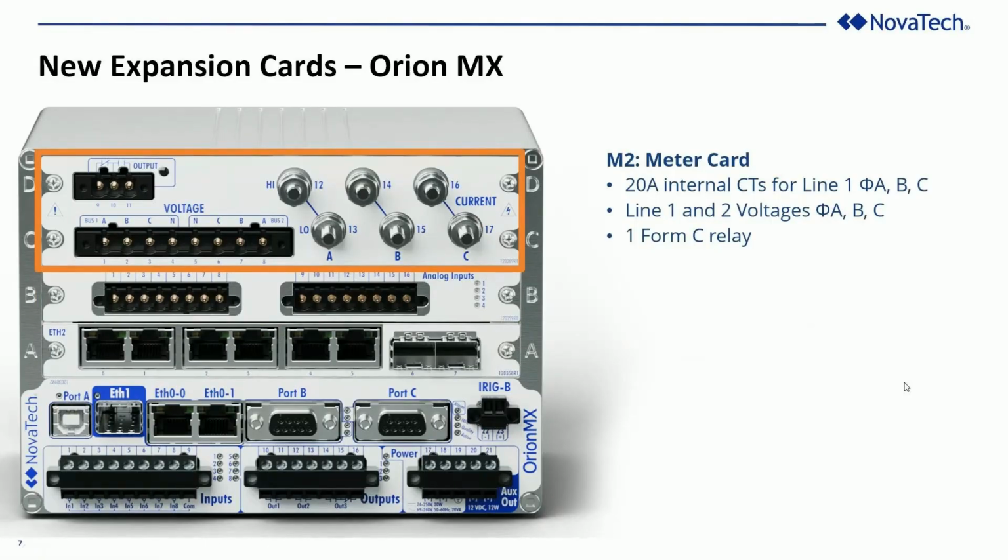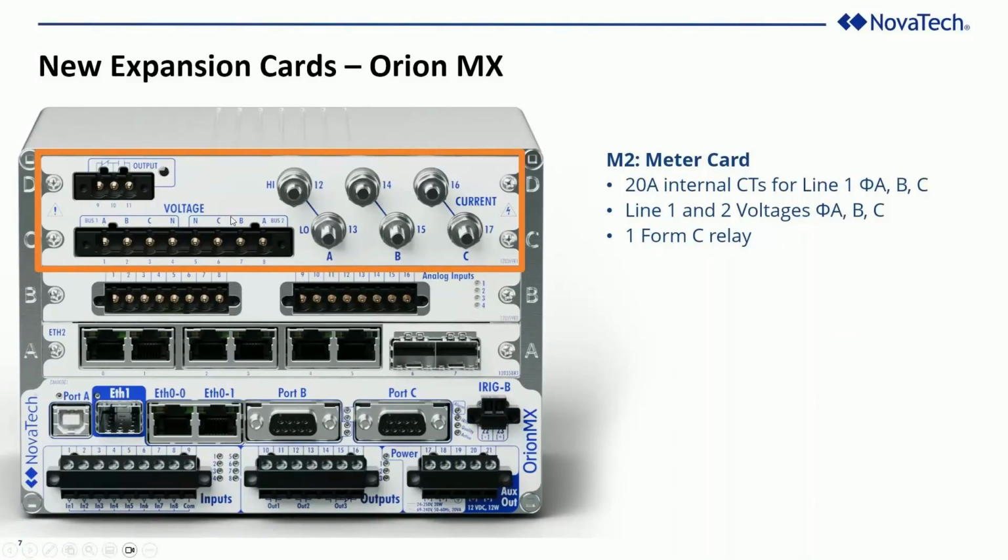The M2 meter card. We have 20 amp internal CTs for 3-phase measurement of line 1. And we also have line 1 and 2 inputs for PTs up to 600 volts. And there is one Form C relay that can be controlled by a SCADA point that you can send from your various SCADA systems.